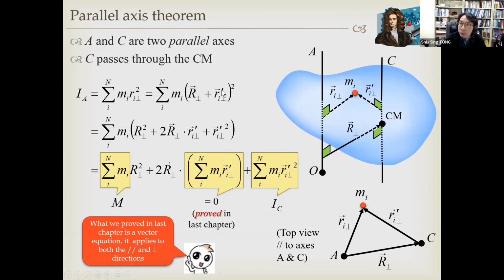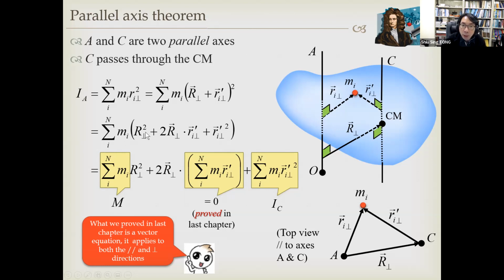Now, if I square the vector, that means I form a dot product of the vector with itself, right? So I get three terms as usual. The first term is capital R perpendicular squared. The second term is Ri perpendicular prime squared, right? And there's also a cross term. The cross term consists of a dot product between these two vectors. So I have 2 times capital R perpendicular dot with small Ri perpendicular prime. So these are the three terms.